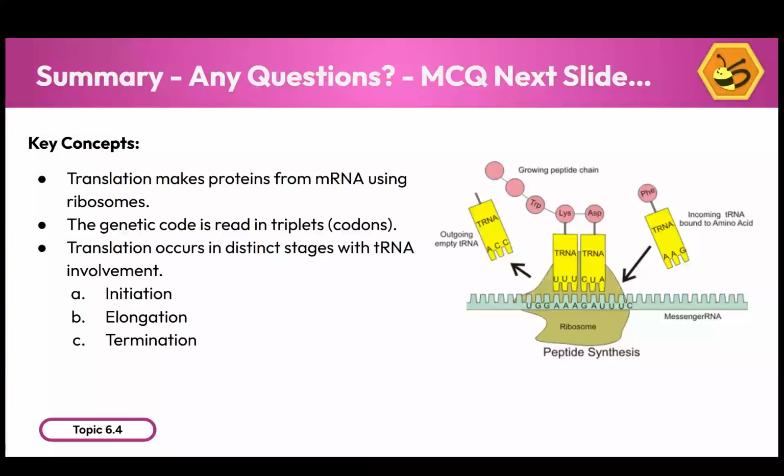But anyways, here's the summary. Translation makes proteins, which are polypeptides, from mRNA using ribosomes. The codons are 3-nucleotide sequences that specify amino acids. tRNA molecules bring the correct amino acids to the ribosomes. Translation occurs in distinct stages: initiation, elongation, termination. Those are 3 steps. You know that. Another thing that wasn't said in this slide, but so you know, is that the universality of the genetic code points towards a common ancestor, and retroviruses reverse the normal flow of genetic information.